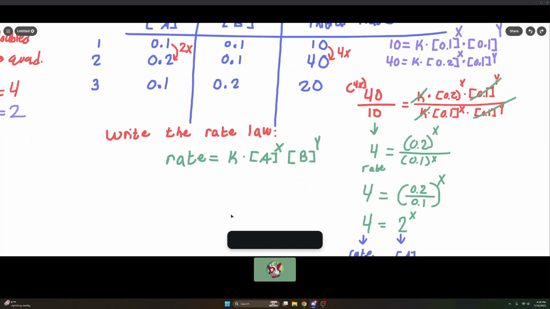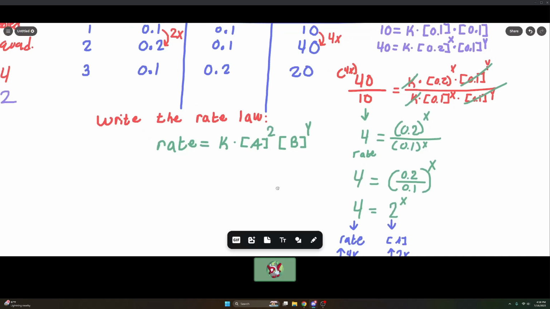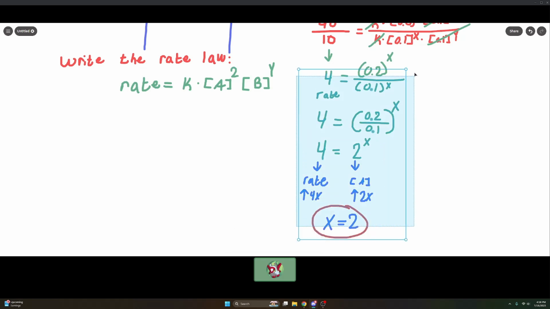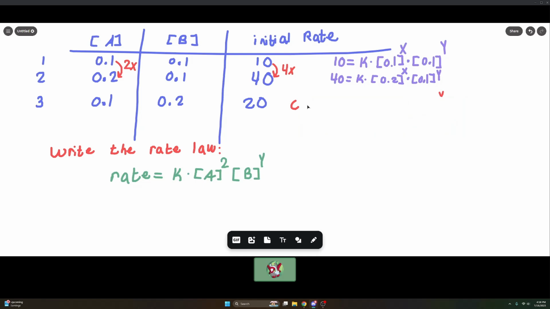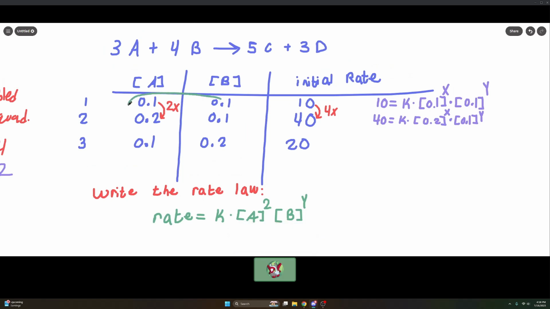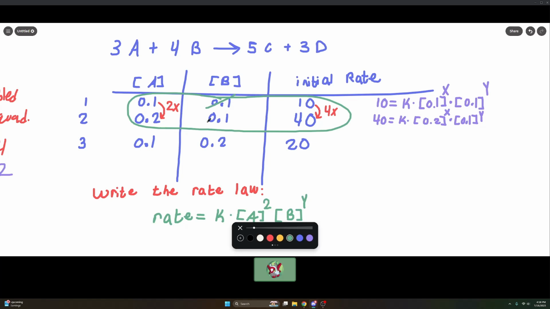Anywho, so now that I've shown it twice, I'm going to go ahead and go to my skeleton over here, and I'm going to slap in my 2. So, okay, I now know that A is 2nd order. Now I just need B, and then all is good in the world. Well, how the heck do I get B? Good question. So, much like with A, we picked lines 1 and 2 because B was constant, and when something's constant, I get to ignore it.